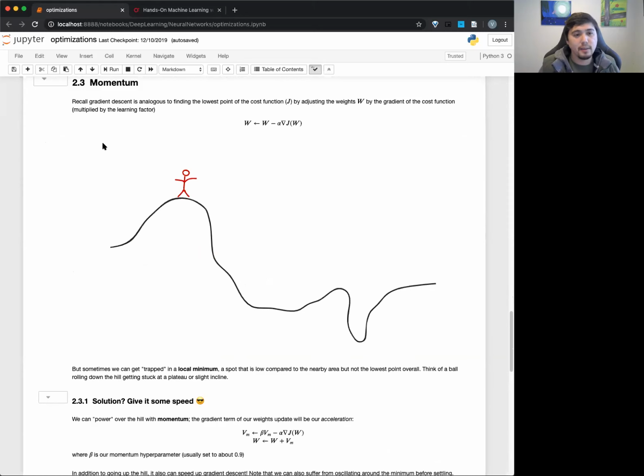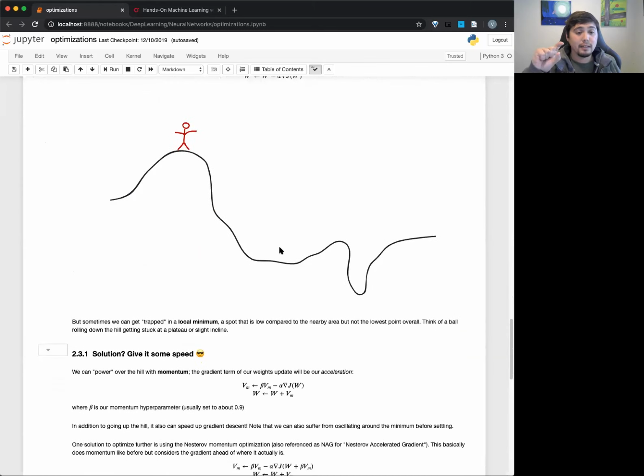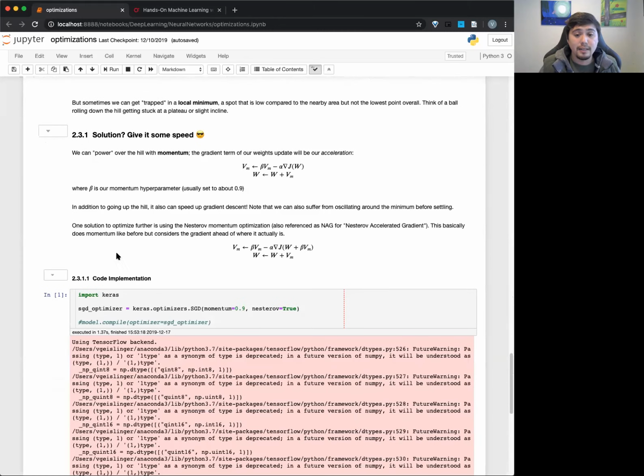And momentum basically was a new way to update our weights so that we can power over these little hills and stuff. And then I mentioned a little modification to momentum, which was Nesterov, I'm not sure if I'm pronouncing that right, Nesterov accelerated gradient. This does the same thing as updating momentum, but it looks ahead. So it's trying to get you to the momentum quicker.